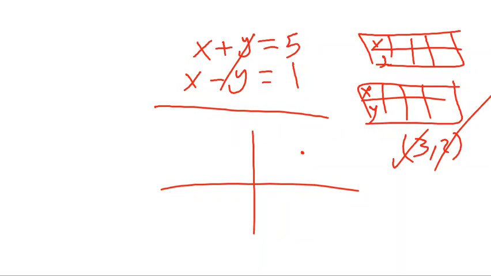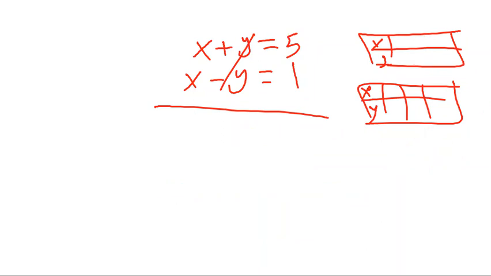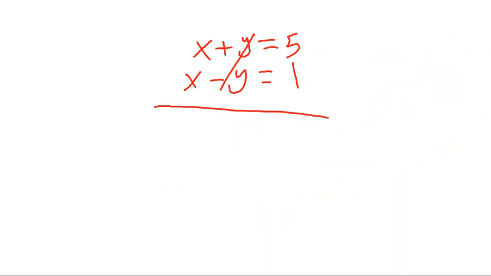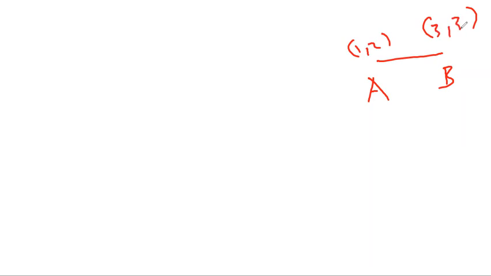Okay, so the last part, two important rules. Number one, how to calculate the length of a line segment. If I have the line segment AB, if I know the coordinates of the point A and the coordinates of the point B, how to calculate the length of this line segment? For example, if this point A is 1 and 2, and this point B is 3 and 3, how to calculate the length?